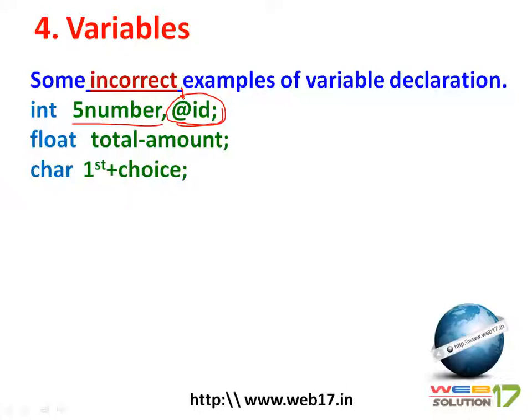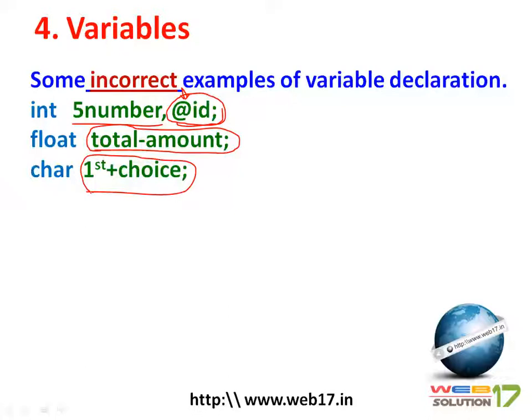In this case, total dash amount is also an incorrect variable declaration, because we cannot use minus signs or dashes within a variable name. And the last one is also incorrect. In this case, we are using a plus sign, which is not permitted in variables. So we should avoid this type of declaration when we are working in C language.